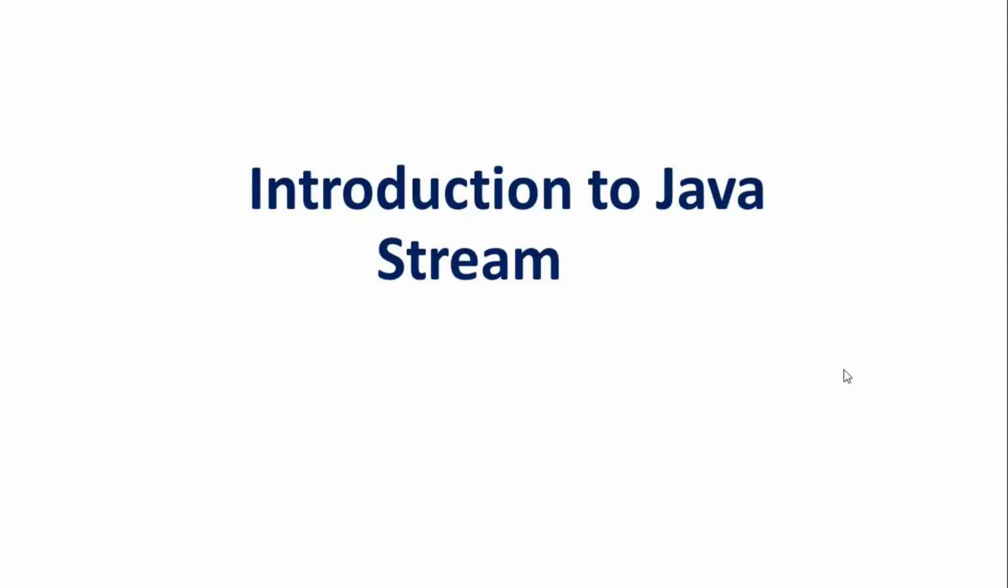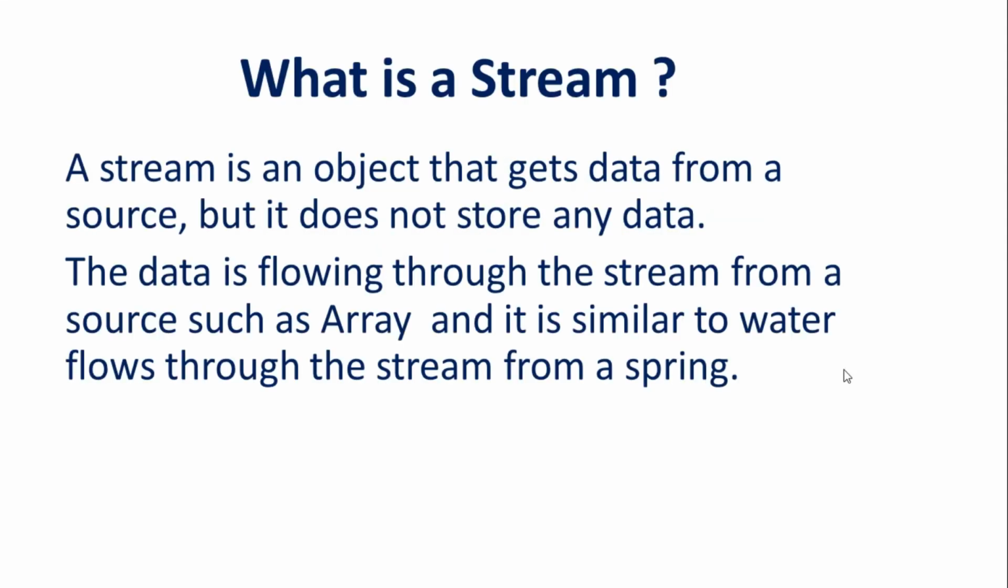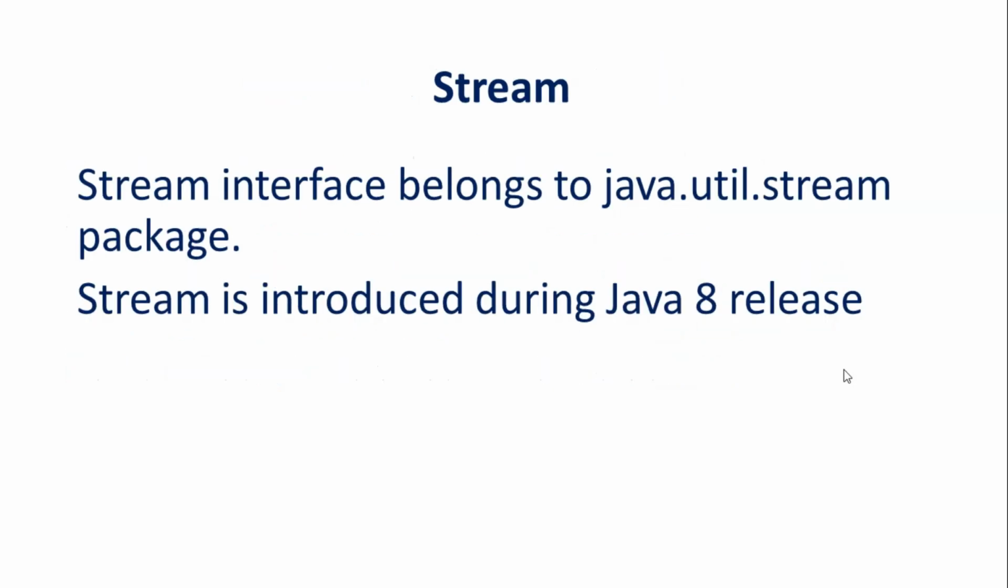Hi, in this video we will see what is a stream. Stream is an object that gets data from a source but it does not store any data. The data is flowing through the stream from a source such as an array, and it is similar to water flowing through a stream from a spring.